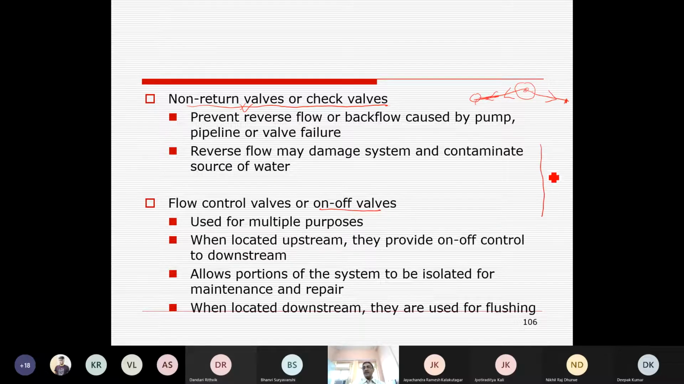Flow control valve or on-off valve. Suppose in a main line we have a number of sub-mains, so we are operating one or two at a time. For every condition we have an on-off valve or flow control valve, so that only the required laterals or sub-mains are supplying water and the rest are in closed condition, so that loss of head is reduced and efficient irrigation water application through the drip system is maintained.